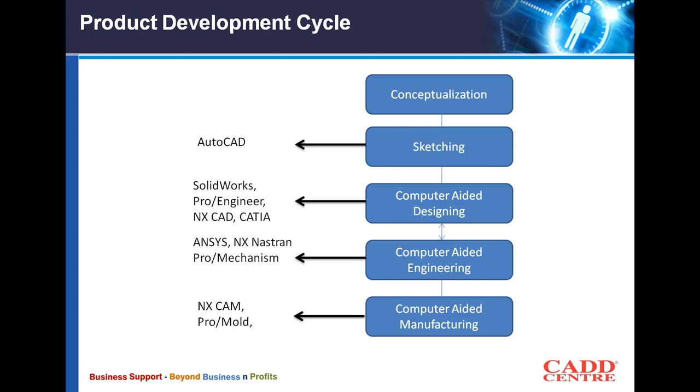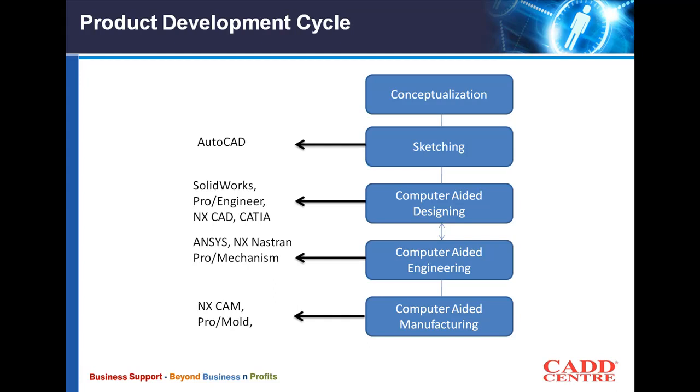And computer aided engineering, where we will be doing the validation. That is, we are going to apply boundary conditions and we are going to find out the stress distribution or pressure, or it may be deformation of any product. Here we use Ansys, Nastran and Pro Mechanica. And last, with manufacturing, we use NX CAM and Pro Mold, which entirely give a solution for tool design and also for machining. And that's all about the product development cycle.